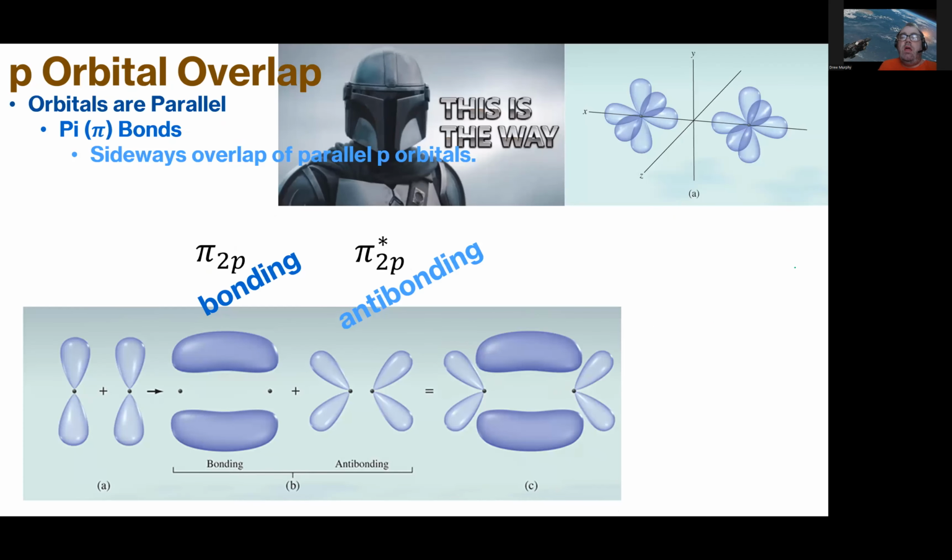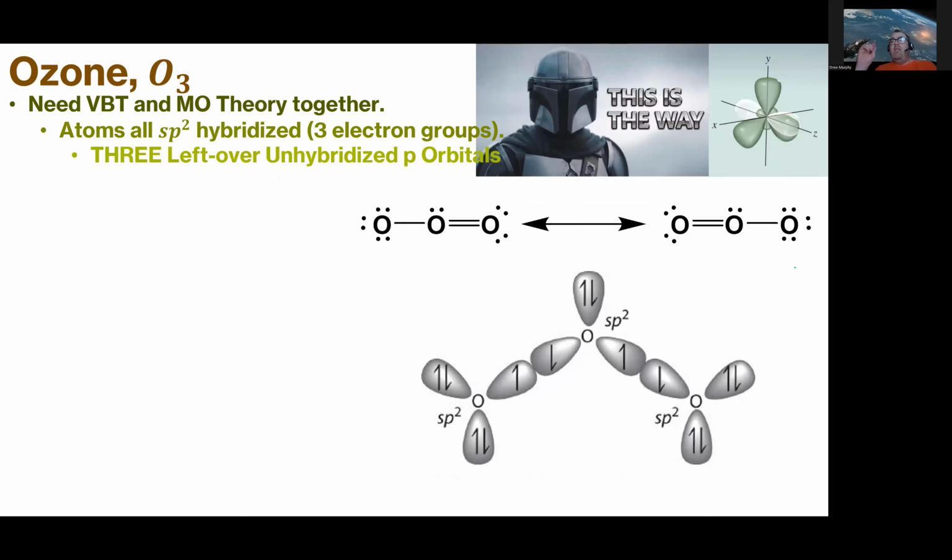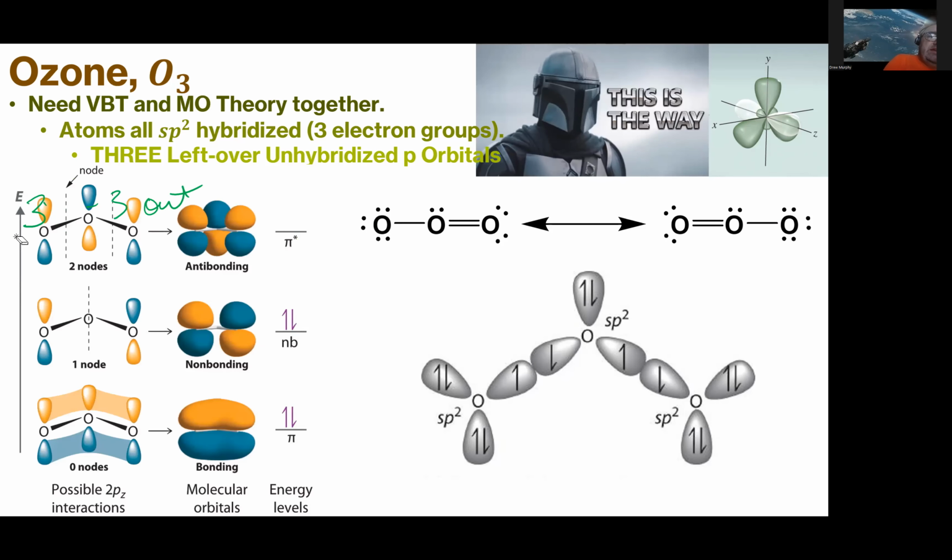Remember, if we have p orbitals, we can form pi bonds, but they only form from overlapping sideways. Sideways overlap of 2 parallel unhybridized p orbitals will get us there. But we have 3 unhybridized p orbitals, and that'll work too. If we take 3 unhybridized p orbitals and overlap them all together to make molecular orbitals, we're going to take 3 orbitals in, and that gives us 3 orbitals out.